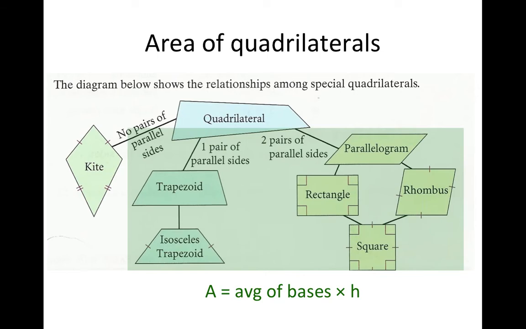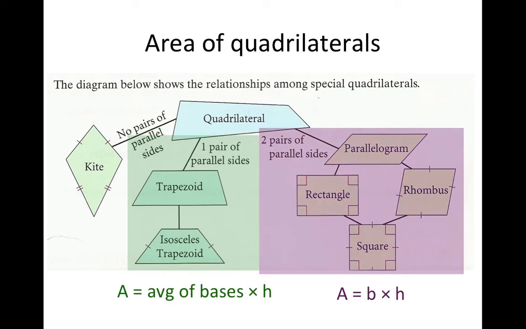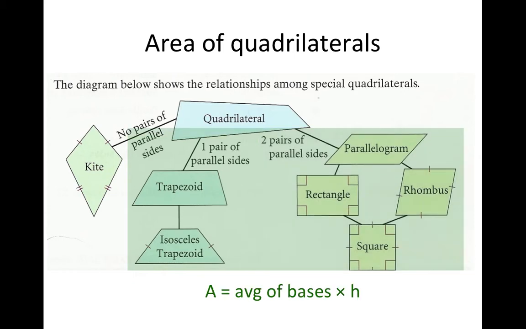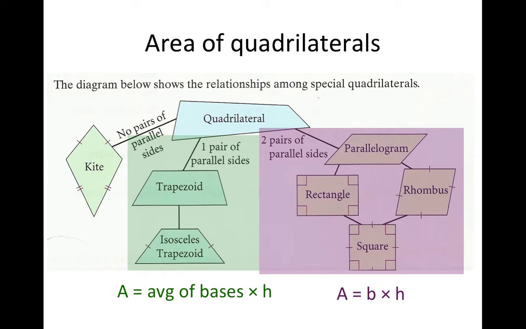Actually, you can think of it that the average of the bases times the height is a formula for trapezoids and for parallelograms, but it's just easier to call parallelograms base times height, because in parallelograms my opposite sides are equal. So the average of two numbers that are equal is just that same number. So there's no reason to do that extra step. But I could think of it that the average of bases times the height will work for trapezoids and parallelograms, but it's just generally easier to think of it as base times height for parallelograms and the average of the bases times the height for trapezoids.